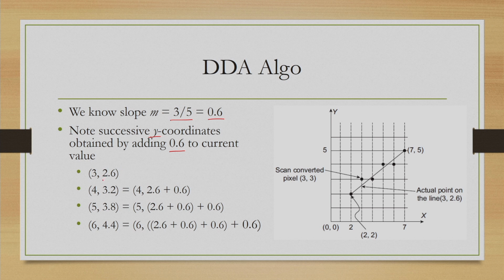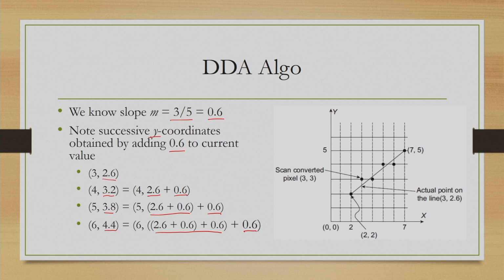The first value that we got is 2.6, second value that we got is 3.2, which we can get by adding 0.6, that is the slope value, to the earlier value, that is 2.6. Next value we got is 3.8, which is again the earlier value plus the slope. Finally, we got 4.4, which is again the earlier value plus slope. So, there is a pattern. We add the slope value to the earlier value to get the new value.